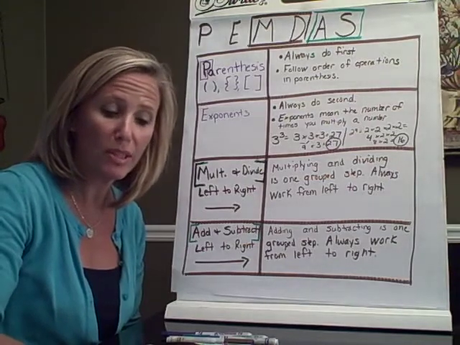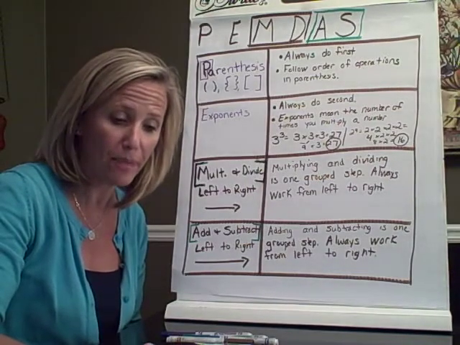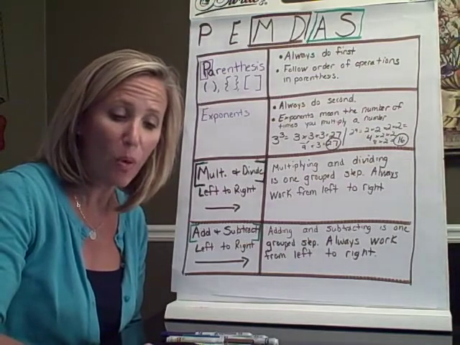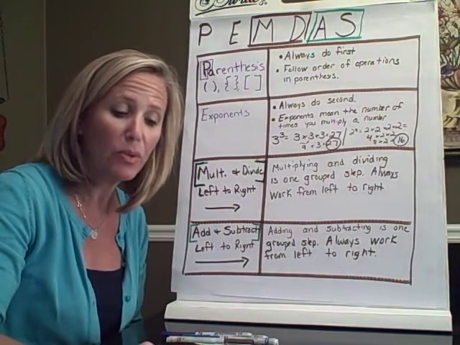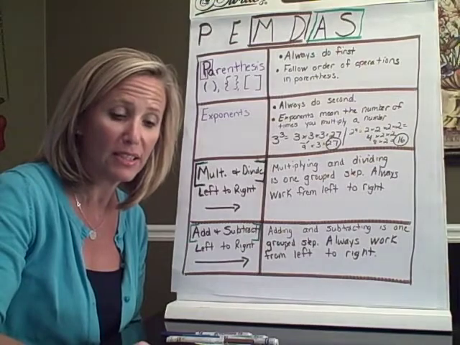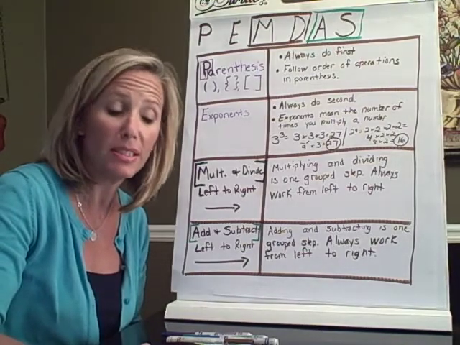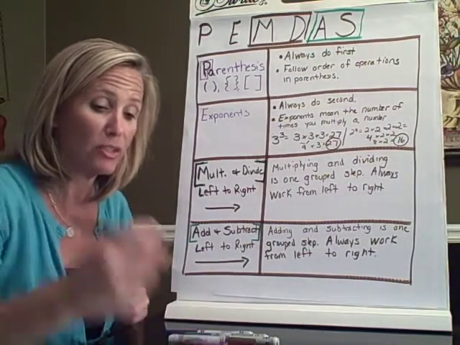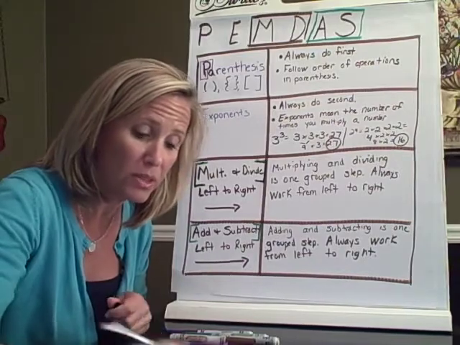So first you would do the 27 divided by 3 to get 9. Then you would do the 9 times 4 to get 36. And then you would do the 36 divided by 6 to get 6. And as you can see, I made a mistake on your notes. I'm going to fix that now, so you're just going to have a little crossed out thing on your notes.